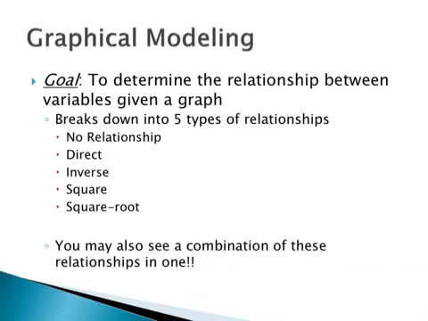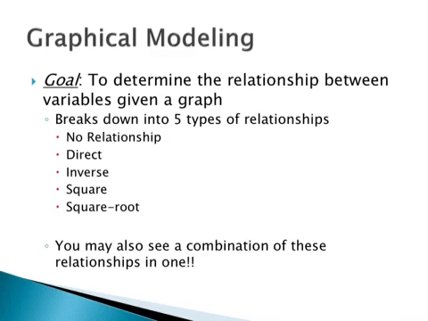The goal of graphical modeling is to look at variables that we have graphed and be able to determine a relationship just by the shape and structure of that graph. When looking at any sort of graph, we can really break it down into 5 simple relationships. The first one is no relationship, where there is clearly no relationship between the variables, meaning one variable did not affect the other. Then there's a direct relationship, inverse, a square, and a square root.